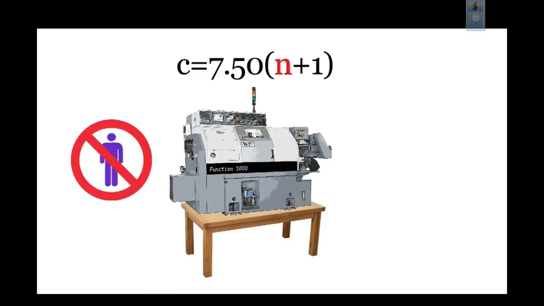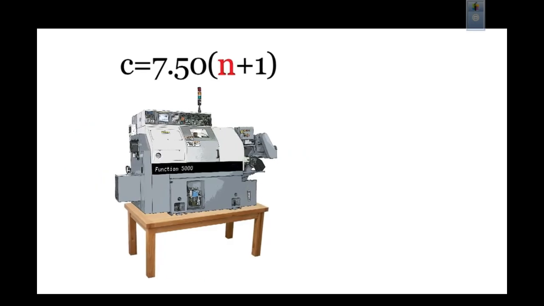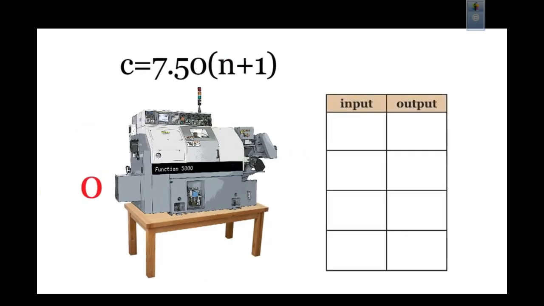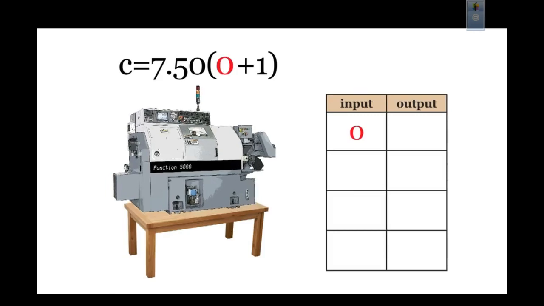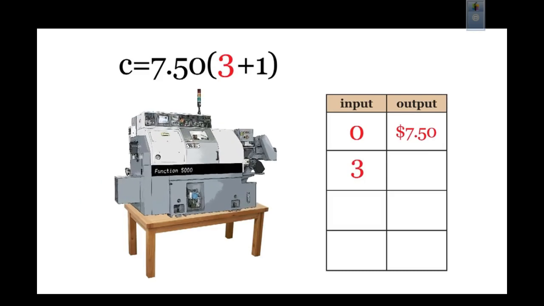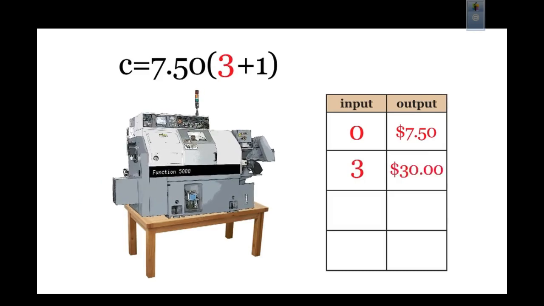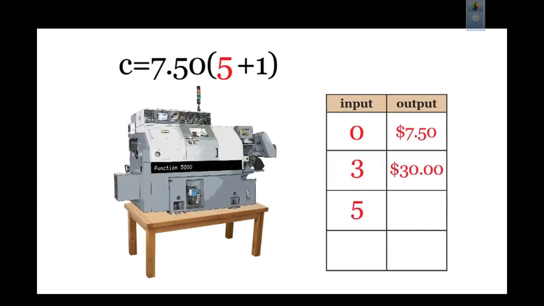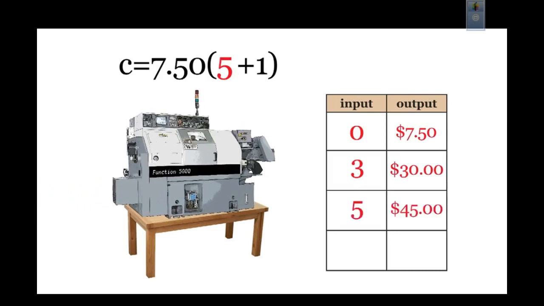So what if no friends come to lunch? The output is going to be $7.50 because you're still eating. What if 3 friends come to lunch? What if 5 friends come to lunch? Now, let's find the cost of 8 friends coming to lunch.